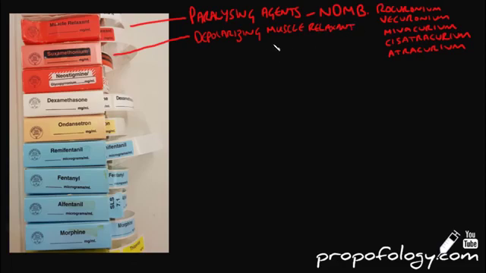Succinylcholine has a very rapid onset, and because it causes chaotic depolarization of the muscle, you will see fasciculations before flaccid paralysis. These fasciculations can be used as an endpoint to tell the anaesthetist when it is time to intubate the patient.